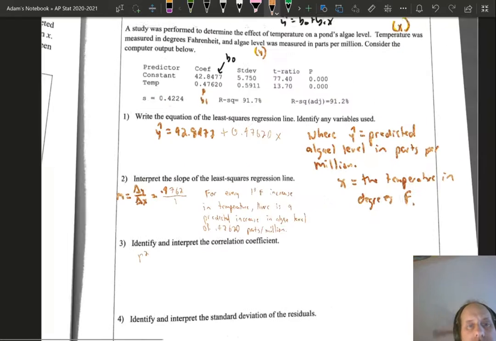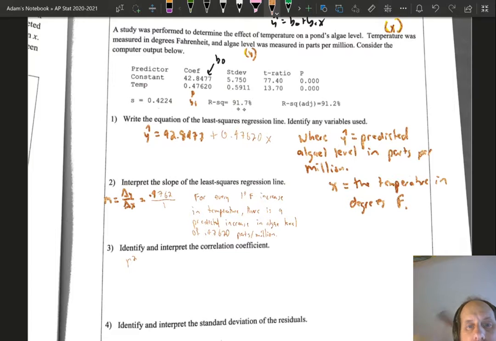Identify and interpret the correlation coefficient, that is r squared. Okay, so no problem. Let's go back up. R squared is right there. Don't look at the other stuff, remember, for right now at least it is not useful. Maybe later it will be. So that's r squared equals 0.917.